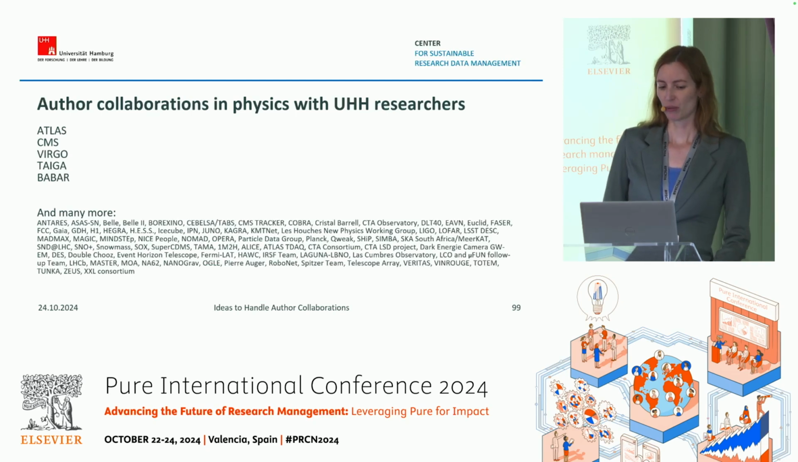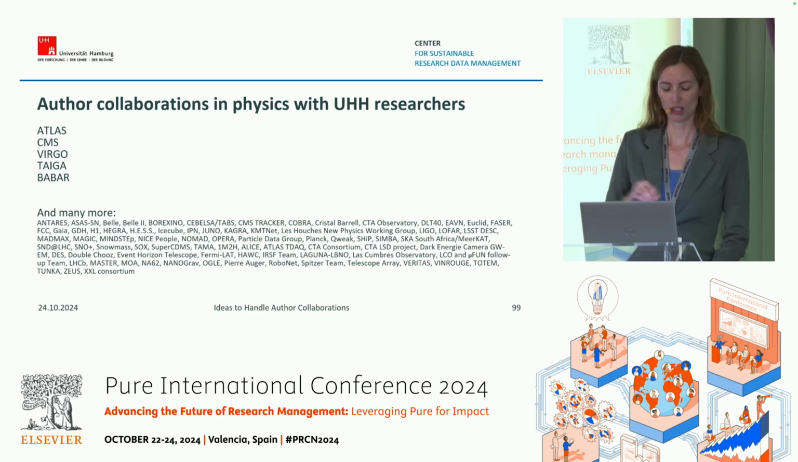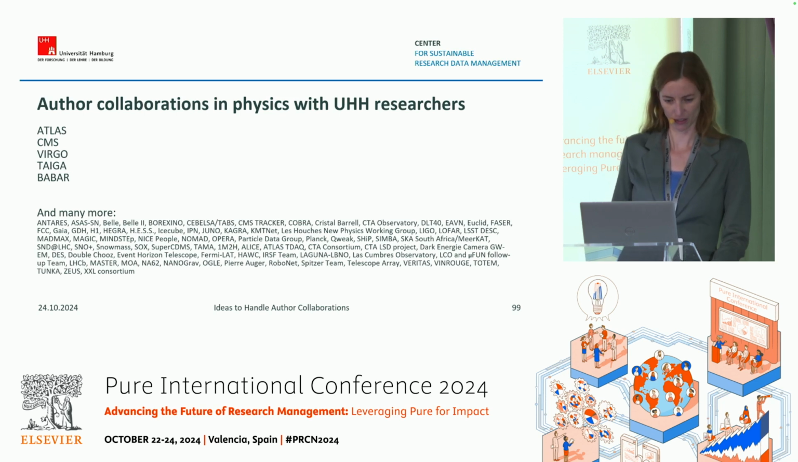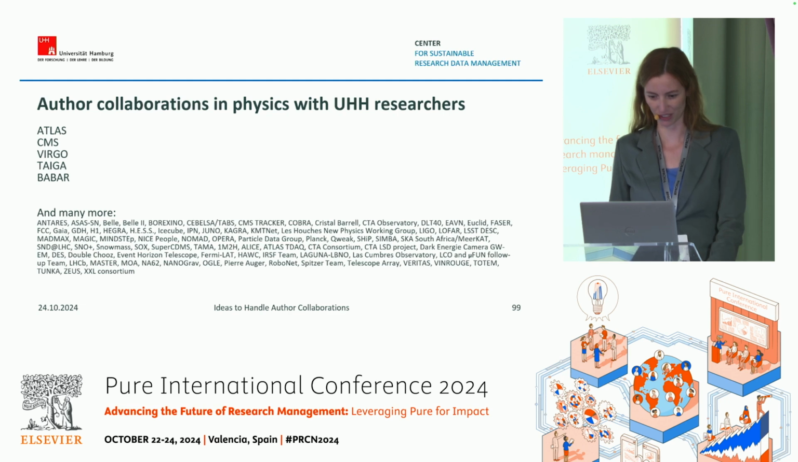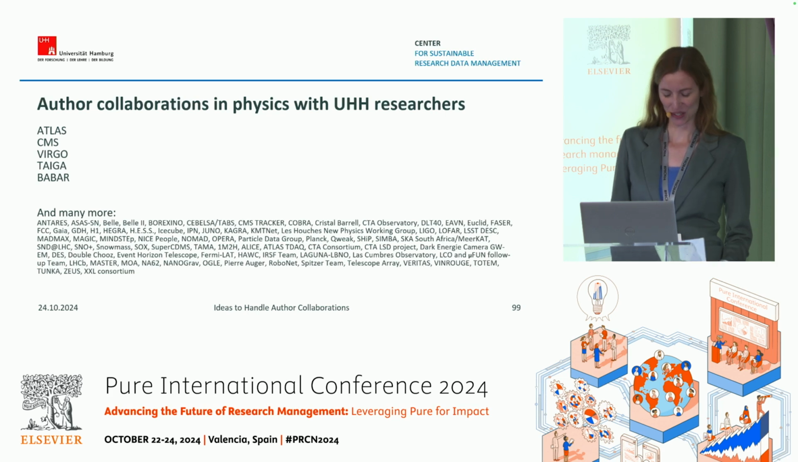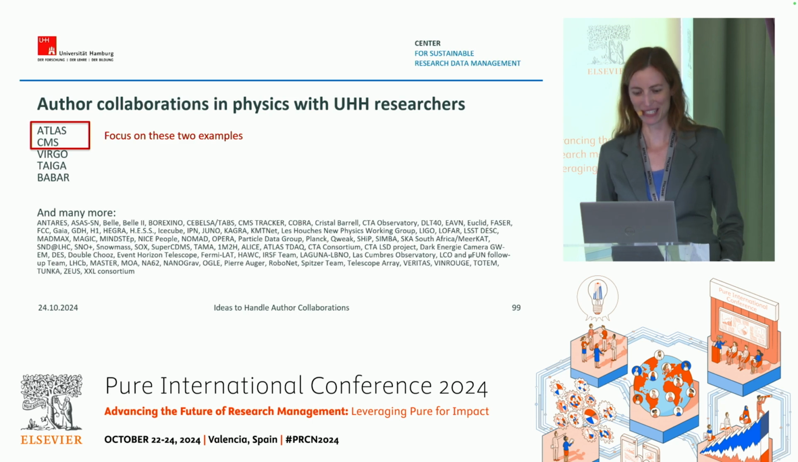Here we just show some author collaborations in physics with our researchers. What you see, for example Virgo and Tiger, are the biggest ones. Sometimes they have very creative names. I think I saw something like Mad Max or Nice People, which is also a good name for a collaboration. So on the next slide, let's just focus on these 2 examples, Atlas and CMS.